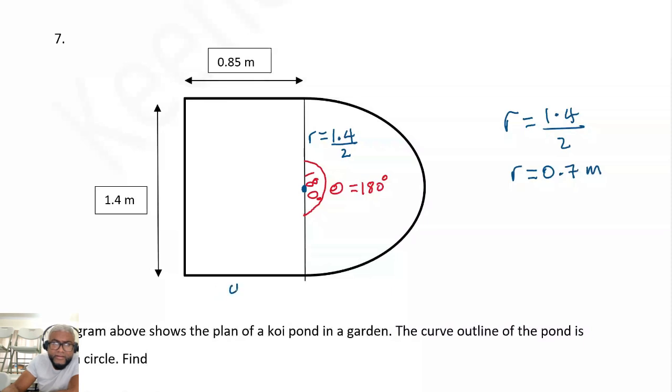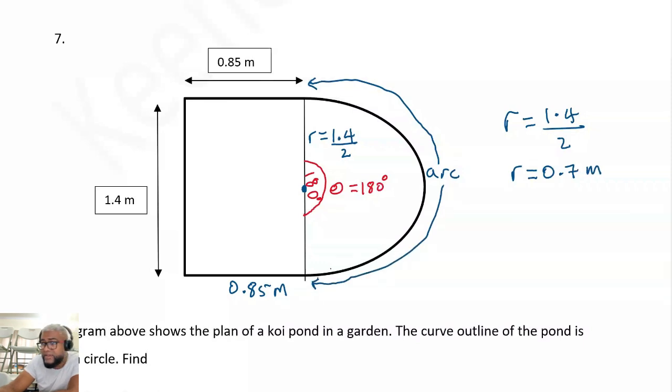So if I had to find the perimeter here, what do I have to add together? 1.4 plus 0.85 plus... Right, here's 0.85 meters too, down here. But we had to find this arc. The arc is the distance from here to here. It's the curved distance, right? Listen to me here. We must find the length of the arc before we can find the perimeter of this fish pond.